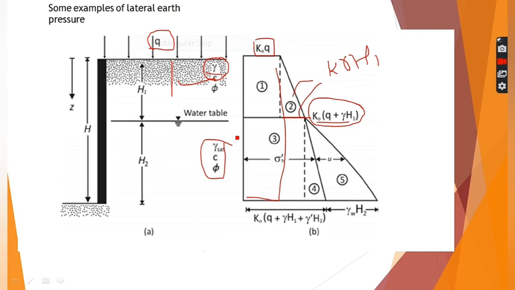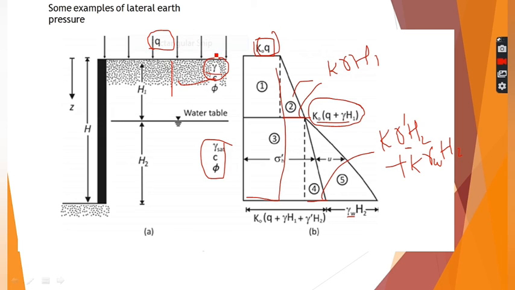Below that we have saturated soil. So as you know, for saturated soil we divide into two portions, that is the submerged unit weight and the water pressure. So this will come out to be K into gamma dash into H2, where gamma dash is the submerged unit weight, plus K into gamma W into H2, and obviously plus we will have the additional load which is coming from above, that is K0 into Q plus K0 into gamma into H1. So this will be the complete diagram.